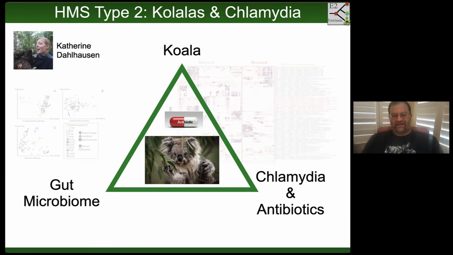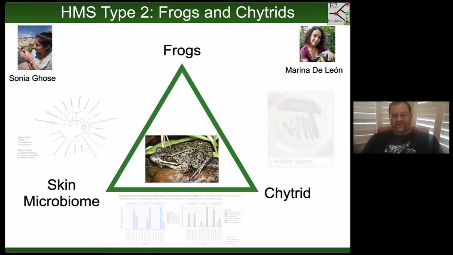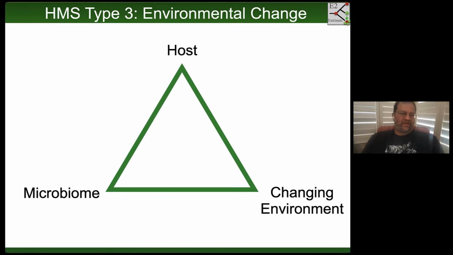Had a graduate student, Katie Dalhousen, working on the interaction between koalas, their gut microbiome, and chlamydia, or treatments for chlamydia with antibiotics. And I have two current graduate students working on the chytrid infections in frogs, this incredibly severe fungal pathogen that is decimating amphibian populations throughout the globe. It looks like the skin microbiome in amphibians can impact the probability that the chytrid actually takes hold and the severity of the infection. So that's what Sonia Ghosh and Marina De Leon have been working on.